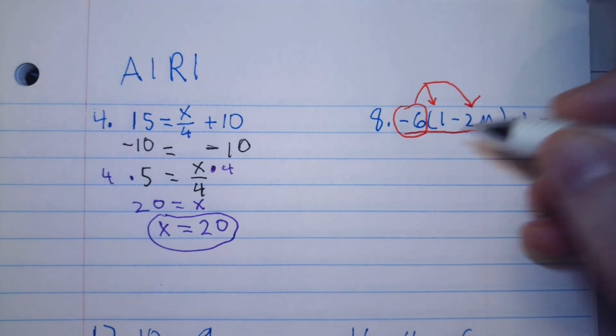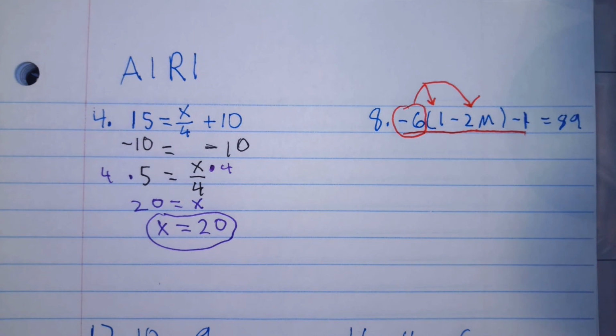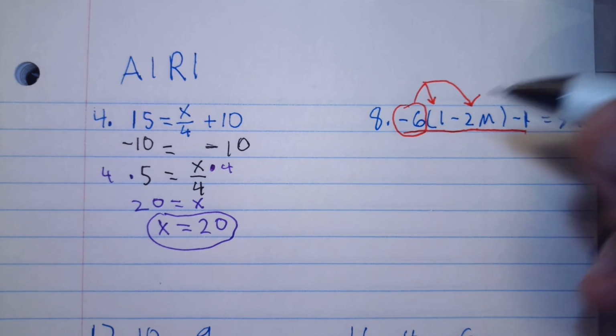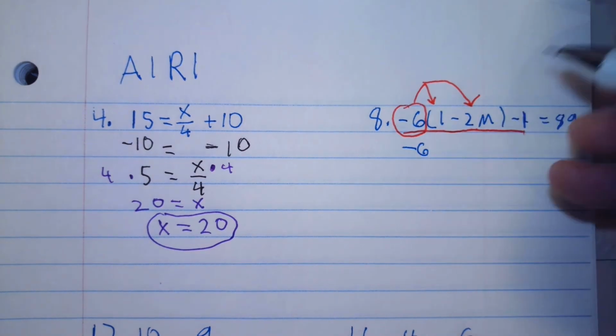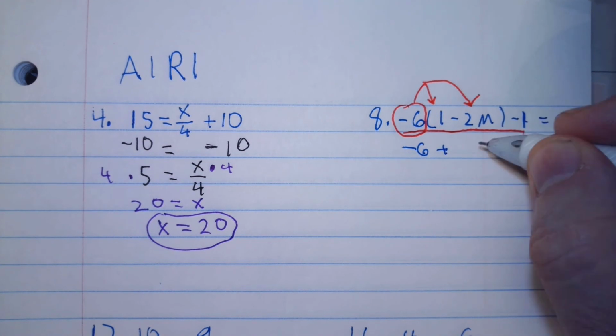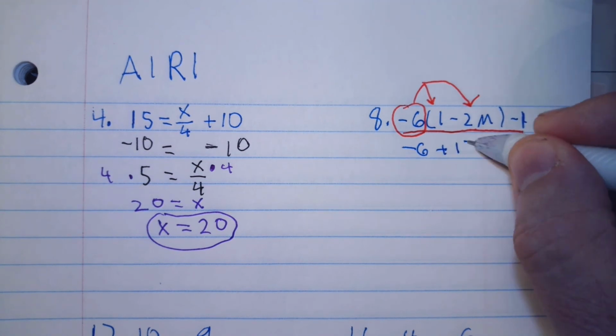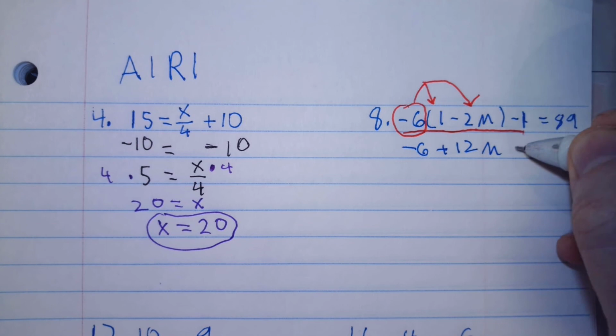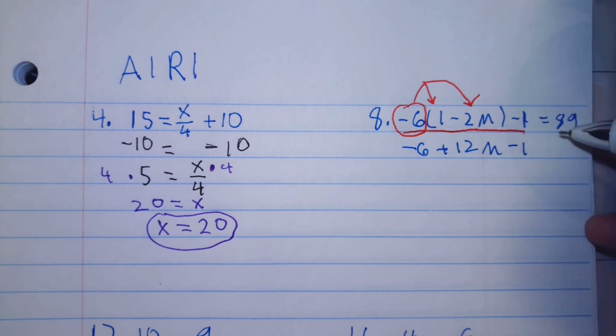So then I'm going to go ahead and write that below it. We will write it as a negative 6 times 1 is negative 6. Negative 6 times negative 2 is going to be a positive 12. And I just write this down as is. So that's the distributive property.